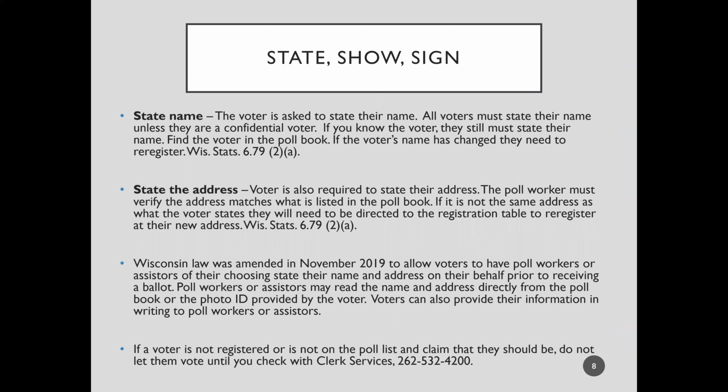We're going to go through state, show, sign. This is exactly what we want you to do at the poll book table to make sure that you're getting the information from the voter. You'll ask them to state their name.